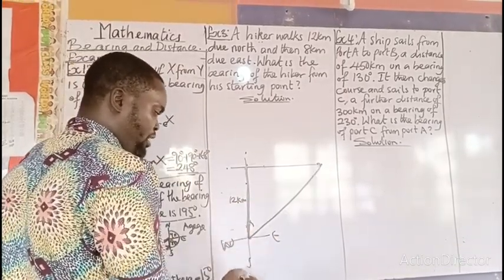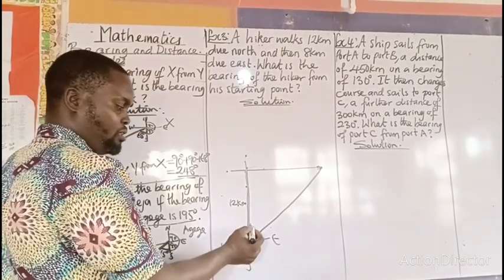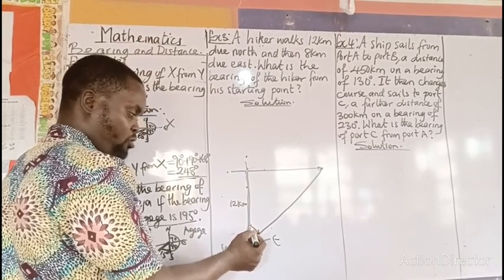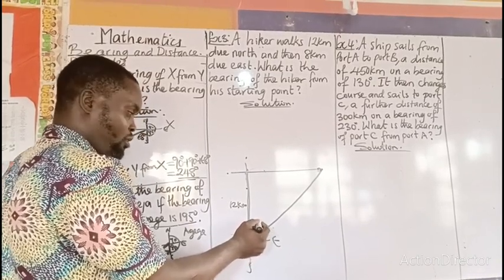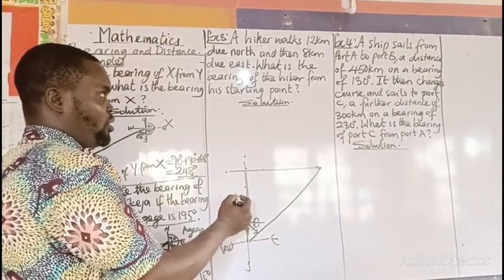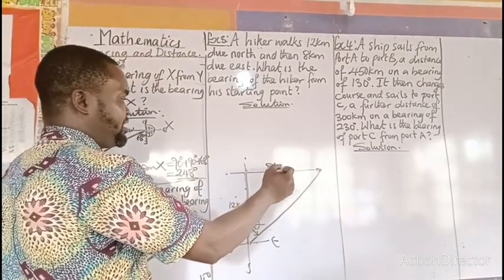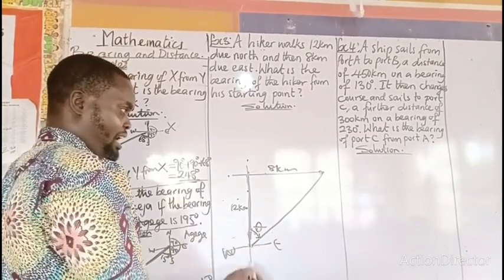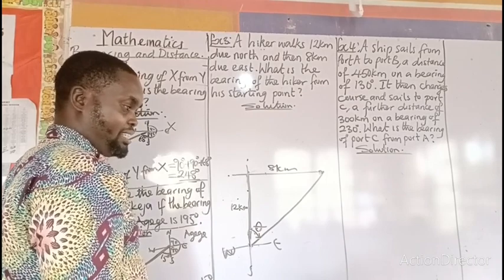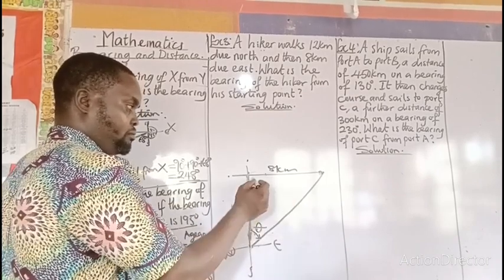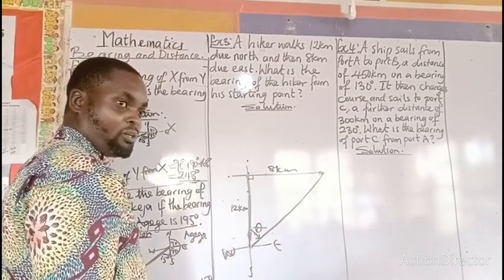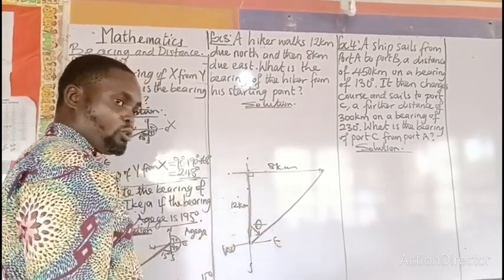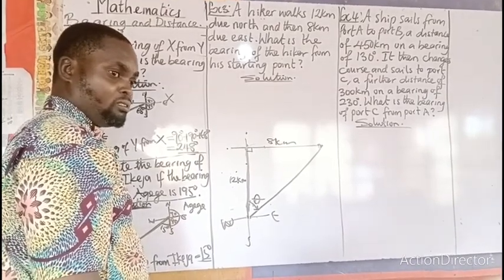Now, what are they asking? The bearing of it. If you are using the bearing from north, you go up to the line that joins to where it is. So you are looking for this angle. You can call it angle theta. This is 12 kilometers, and this place is 8 kilometers. You are asking for theta. You can see that this is a right angle triangle, and you are given two sides and looking for theta. You know what to do.